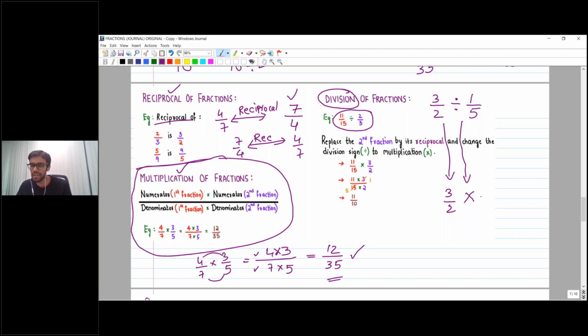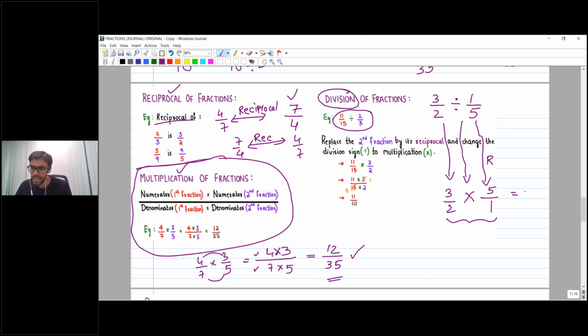When we change the symbol from division to multiplication, it means we have to write the second fraction, 1 by 5, as a reciprocal. So what is the reciprocal of 1 by 5? I'll write the fraction bar first, and I will exchange 1 and 5 with each other. So I'll write 5 by 1. This is your reciprocal. Your division sign becomes a multiplication sign. Now you know how to multiply these two fractions, correct?